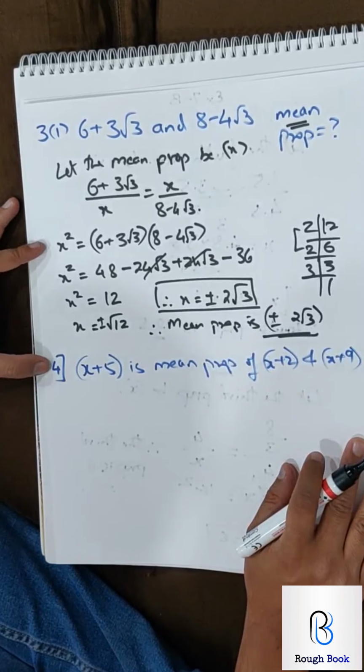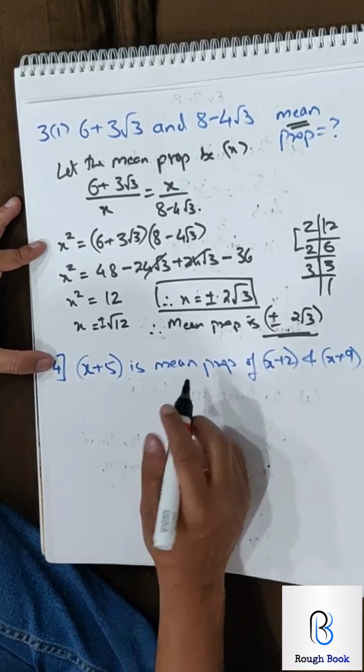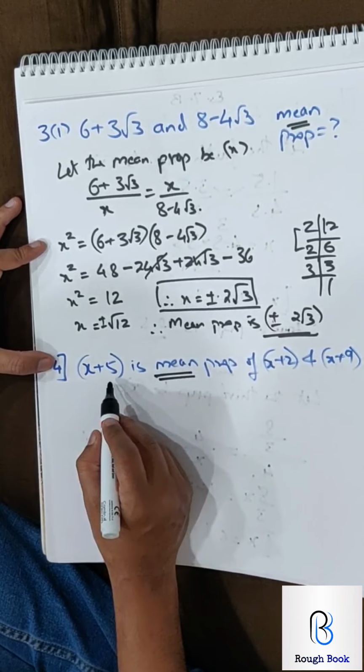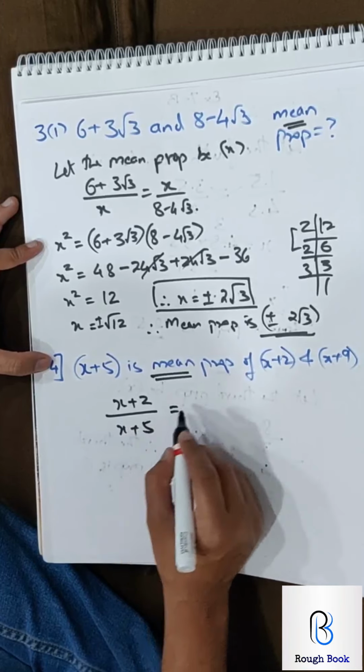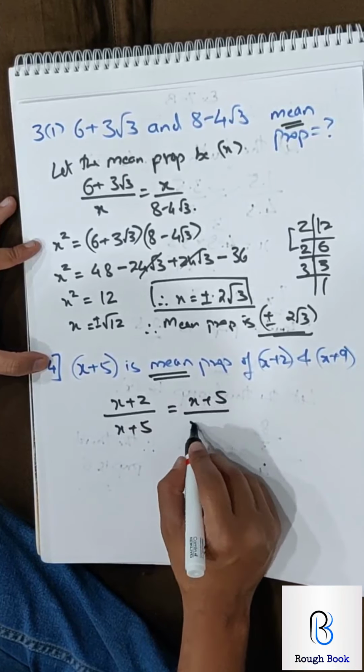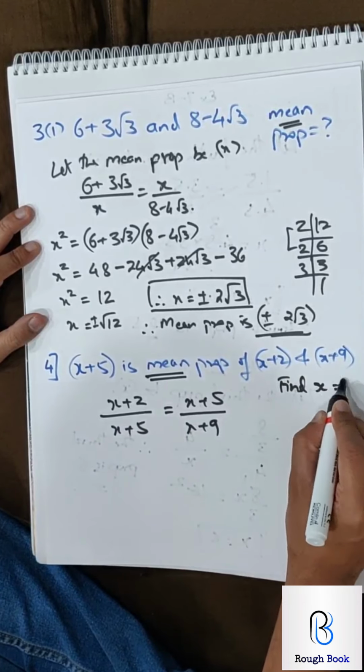Coming down, question number 4. This is the mean proportion of this and this. So this is the middle term. The moment you see the word mean, the middle term is this one. So x plus 2, x plus 5, the mean proportion has to repeat, x plus 9. Your target is to find the value of x.